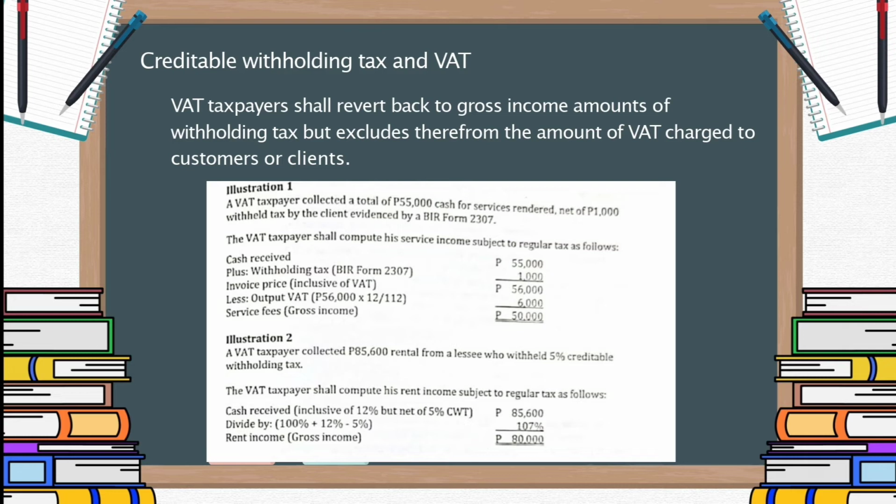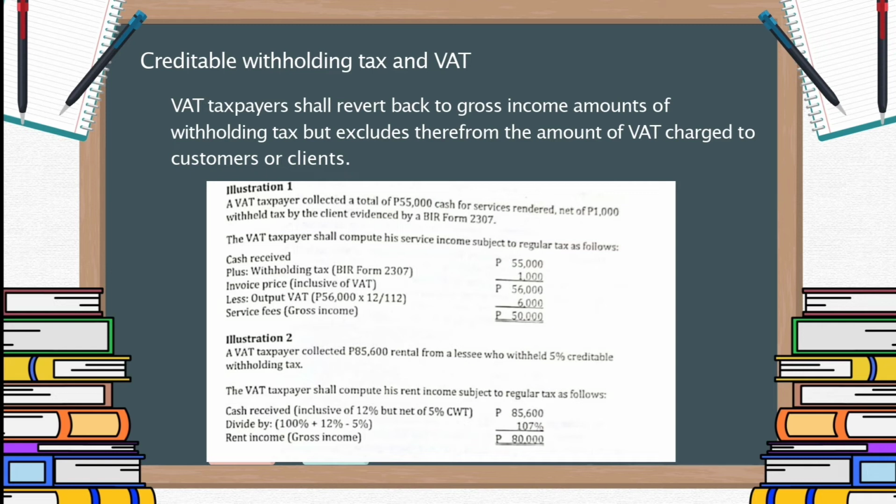Illustration 2. A VAT taxpayer collected 85,600 rental from a lessee who withheld 5% creditable withholding tax. The VAT taxpayer shall compute his rent income subject to regular tax as follows. Cash received, 85,600, divided by 100% plus 12% minus 5%, which is equal to 107%. Rent income, 80,000.